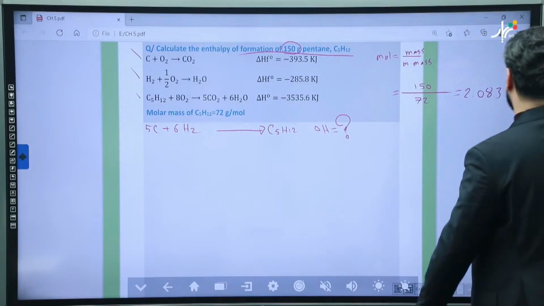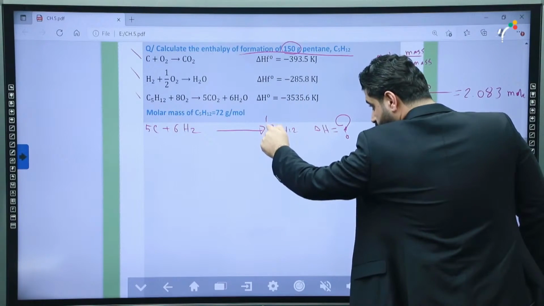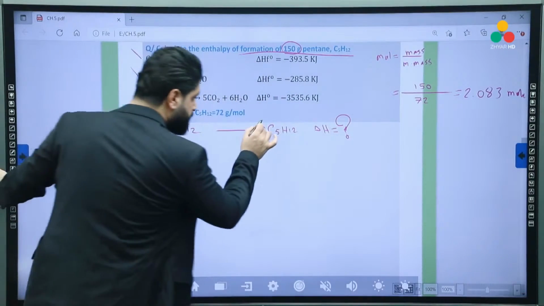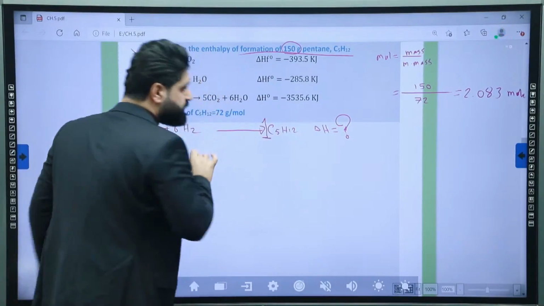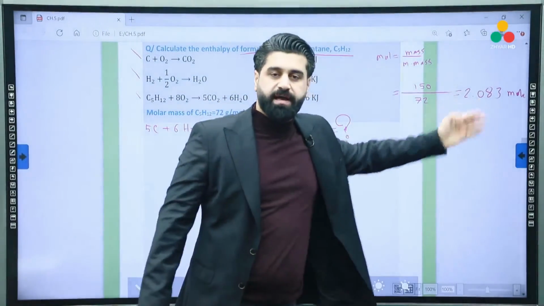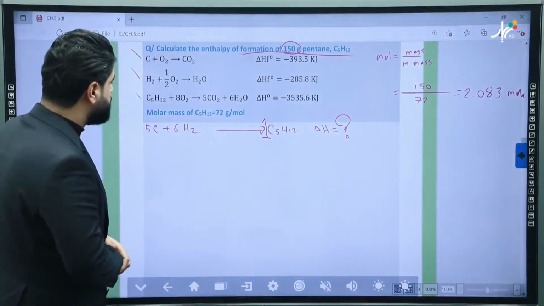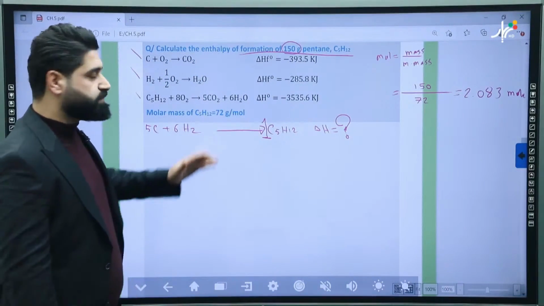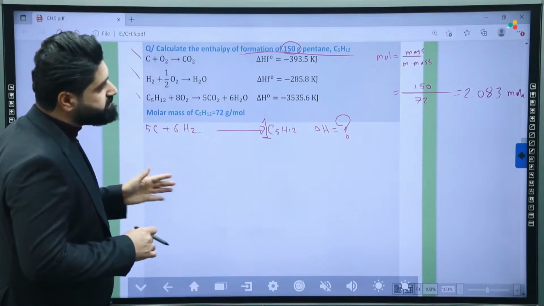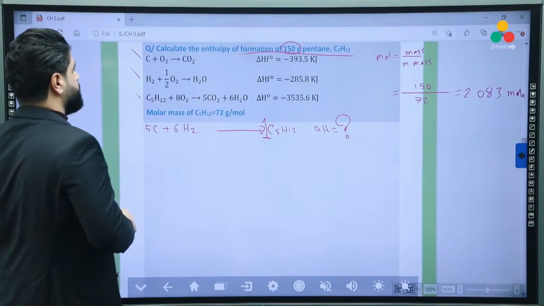So first step, we have to calculate for 1 mole. Okay, I have to write it in a better way. For 1 mole, then multiply the result by 2.083 moles. So first step, there is no option except calculation for 1 mole, then make an interpolation between the result and the number of moles asked by the question.